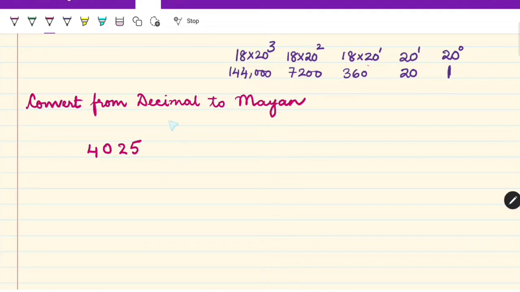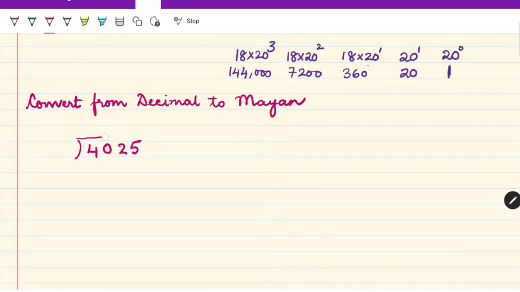The number we want to convert is 4025. So let's look at the different positional values. We have 1, then 20, then 360, and the next higher value is 7200, but 7200 is greater than 4025, so we have to perform our division with 360. Remember that the divisor cannot be greater than the dividend, the number that we are dividing. So we'll have to work with 360.